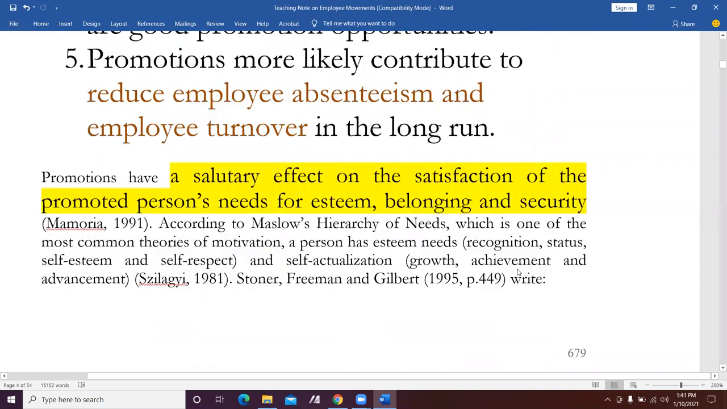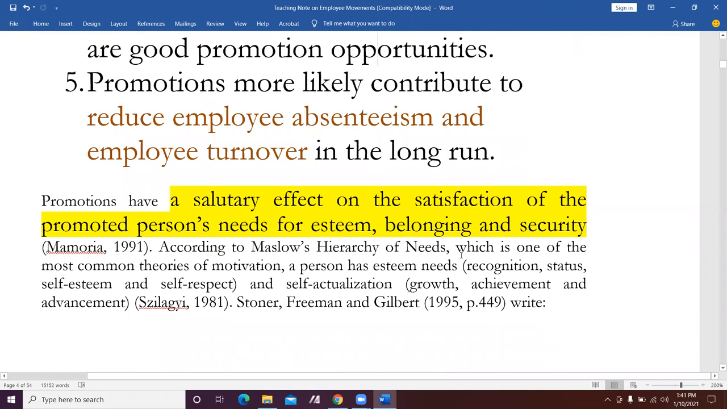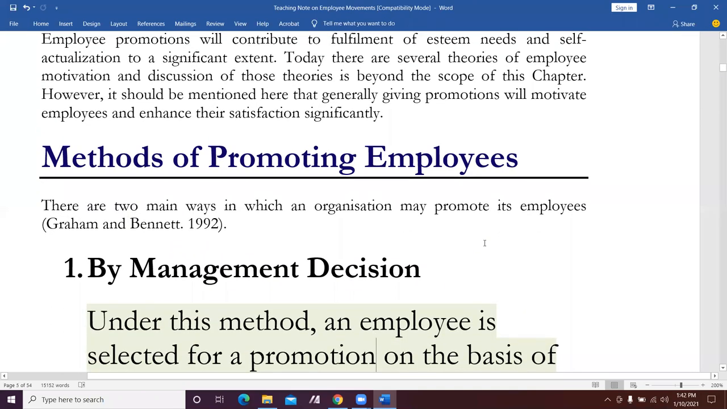Okay, so likewise, please understand this salutary effect, the favorable, desirable effect on the satisfaction of the promoted person's needs for what? Psychological things: self-esteem, belonging, and security. Okay, now methods of promoting employees. Mainly there are two ways. There are two ways of promoting employees.